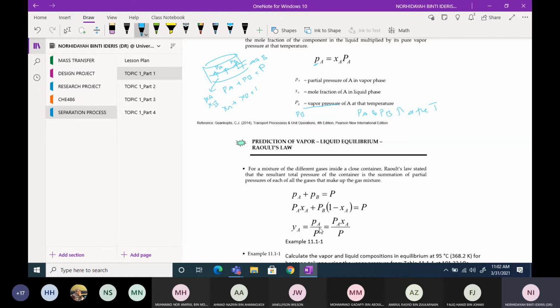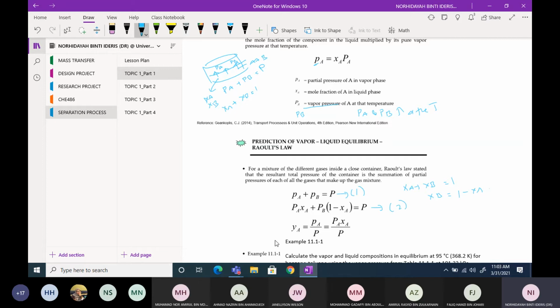PA is a partial pressure. So this is equation number 1. You need to know that PA SA plus PB SB. But you know that SA plus SB is equal to 1, so SB is equal to 1 minus SA, which equals P. This is equation number 2.